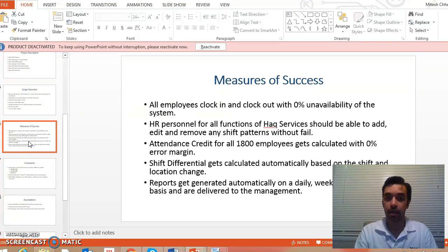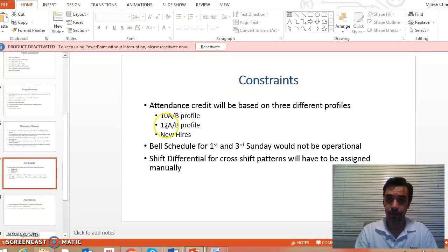Kronos is going to be responsible for that. The measures of success are basically that we make sure all of the employees are able to clock in and clock out with no difficulty whatsoever. Similarly, HR personnel should be able to edit or remove any shift patterns. Reports get generated, shift differentials get calculated, and attendance credit for all of the employees gets calculated without any error. So this is going to be our measure of success.